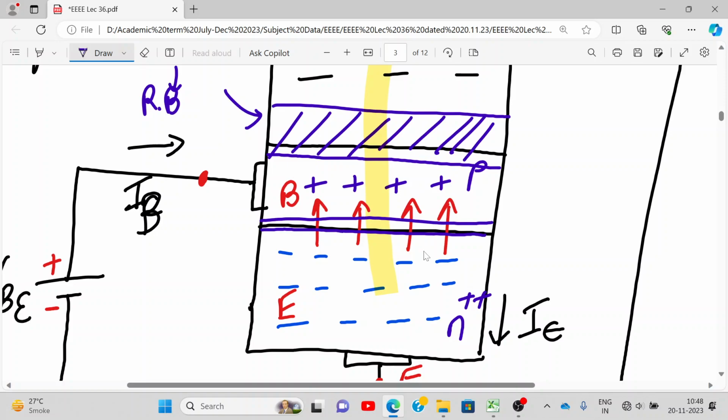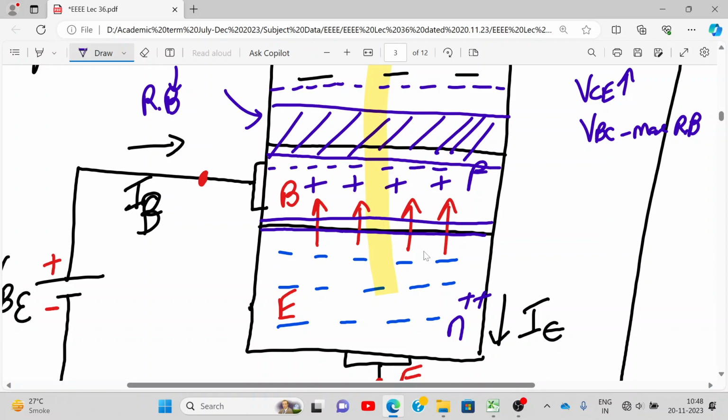But as we go on increasing VCE, what is happening? The base-collector junction voltage is becoming more reverse biased. In more reverse bias, what will happen? The depletion region will increase now. So the base region, this W, is becoming very small automatically because of the depletion layer. Now the active base region is only this much. So fewer carriers will recombine, so more current will flow.